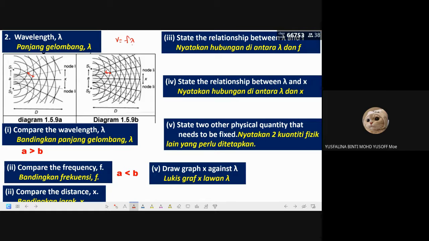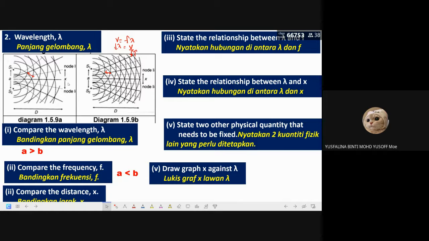v = fλ, so λ = v/f. When you increase the frequency, the wavelength will decrease. So that's why you can see here the lambda is shorter than this one. This one is using this formula, because they didn't give you any value of frequency here. So how can you compare? You use the formula, right?